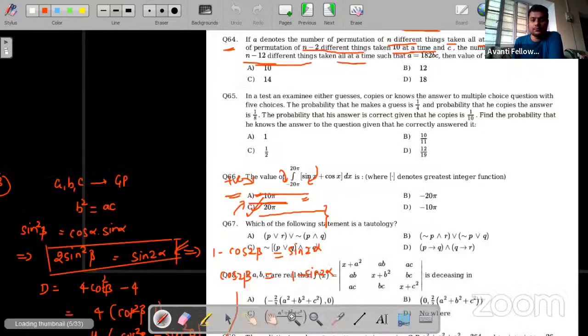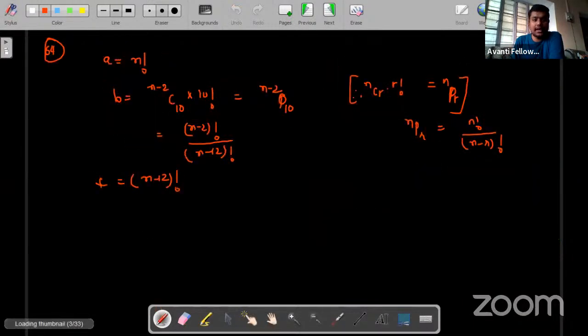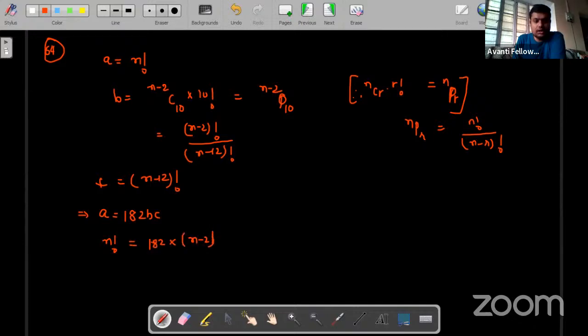Okay, now it is given that A is equal to 182 BC, then find the value of n. So we have already found A, B, and C. Now we will substitute in the equation A is equal to 182 BC. So A is n factorial. B is n minus 2 factorial upon n minus 12 factorial, multiplied with C. C is again n minus 12 factorial. So this is cancelled out clearly.